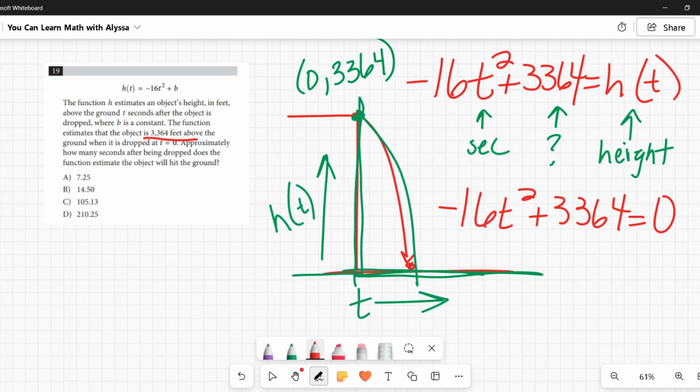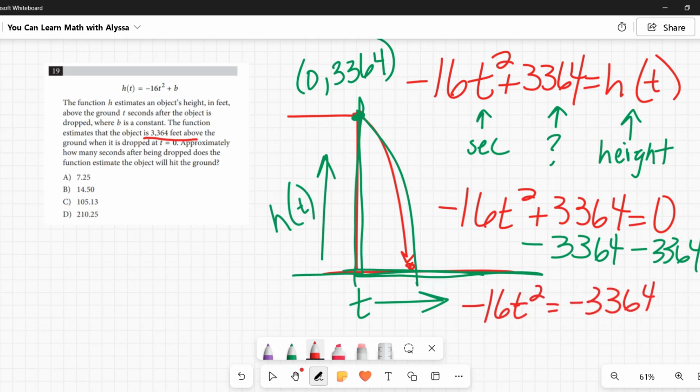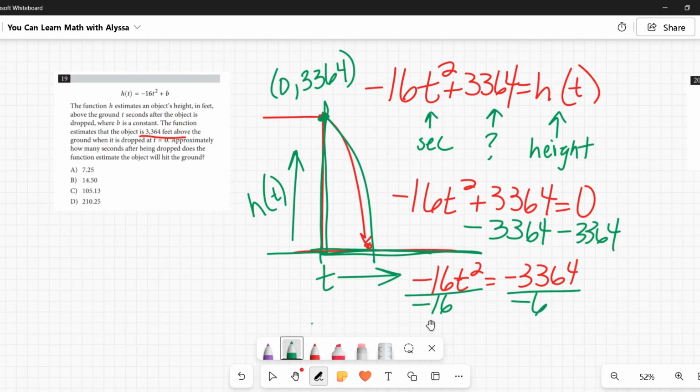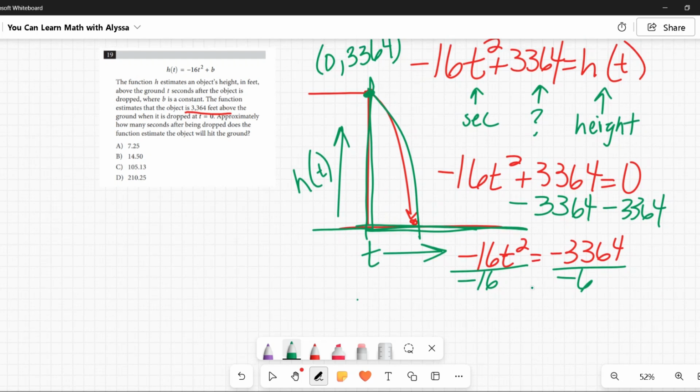If you wanted to do this mathematically, you can do that quite easily as well. You don't have to factor or anything if you don't want to. So you can just start here. It wasn't letting me draw there for a second. I can subtract 3,364 from both sides. And on the left-hand side, I'm going to get negative 16t squared equals negative 3,364. Now I'm going to divide both sides by negative 16, since that is negative 16 times t squared. I'm wanting to undo that to get t squared by itself.